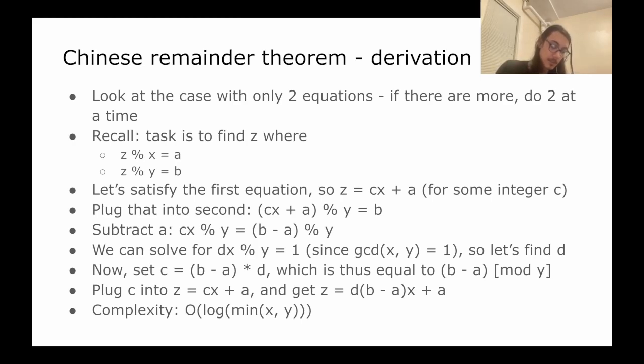So just a reminder to put the task statement up again. You want to find z, where z mod x is equal to a, z mod y is equal to b, and x and y are co-prime, which is given. That has to be part of the input.